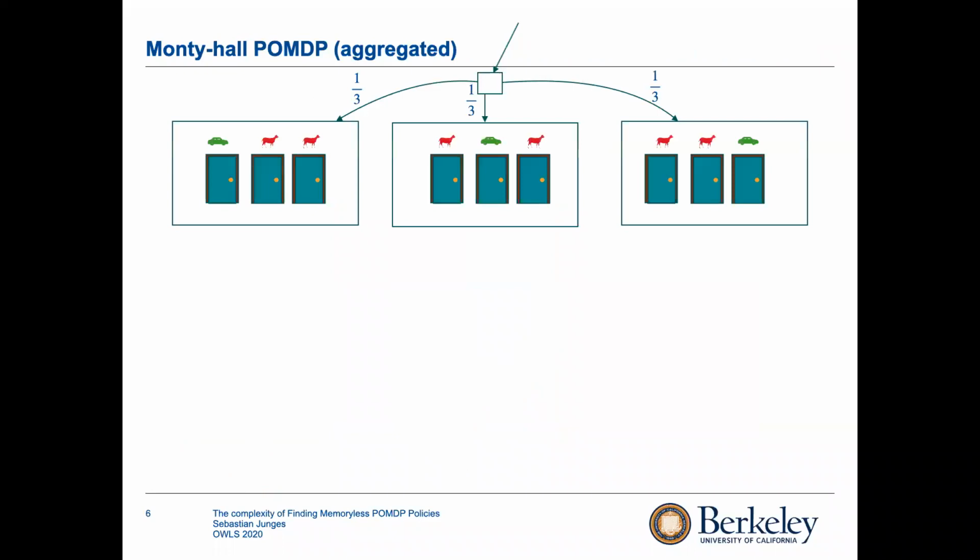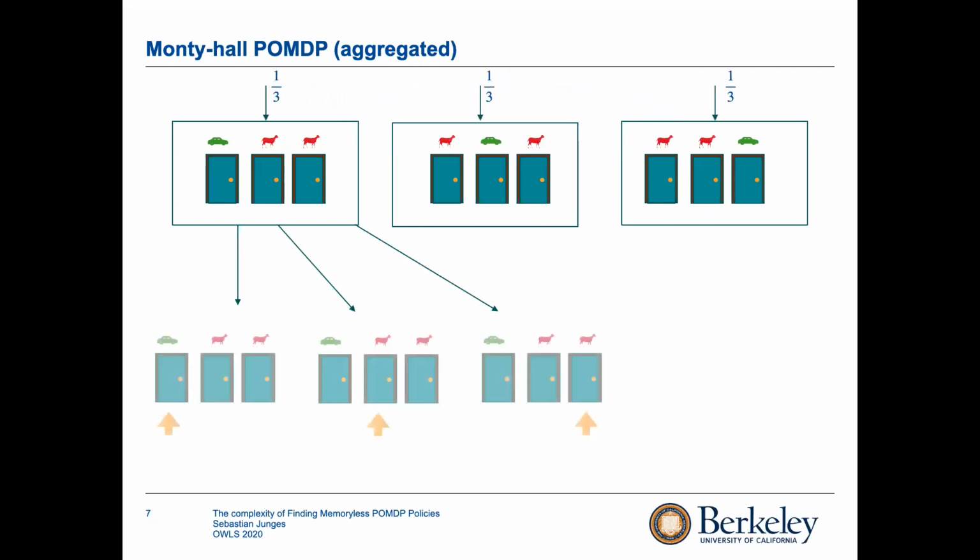So I claim that you can model this as a partially observable Markov decision process. The outline of that model looks as follows. You start in some initial state. And then with uniform probability, you go to either of these three states: the car is behind the first door, the car is behind the second door, the car is behind the third door. I'm going to draw that like this.